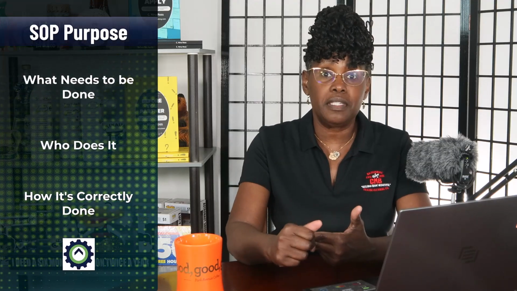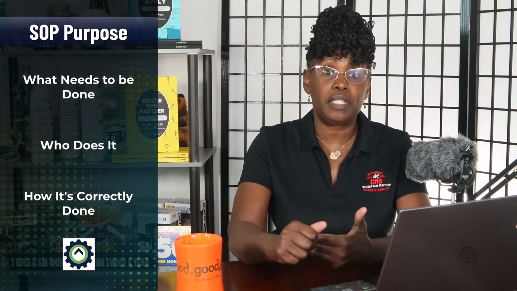Standard operating procedures, commonly called SOPs, are the solution to that problem. An SOP is a written step-by-step document that describes how to complete a specific task or process in your business. It answers 3 questions: what needs to be done, who does it, and how does it get done correctly every single time. SOPs go by different names depending on who you ask.